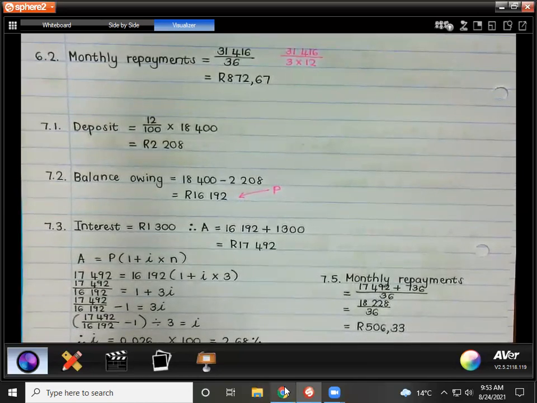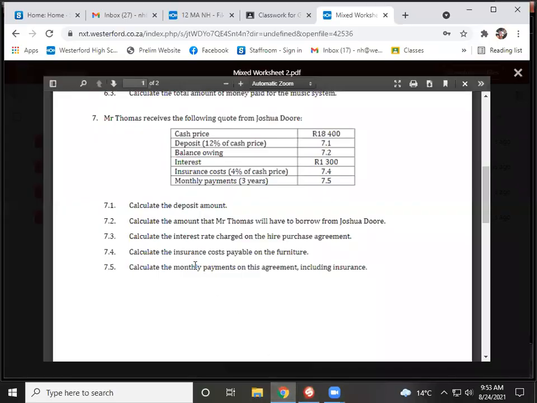Now, 7.3 was the difficult one because they said interest is 1,300 Rand. Normally, we tell you what the interest rate is. We'll tell you interest rate is whatever percent per annum. Now they're telling you the amount of interest that was charged here. And the question 7.3, calculate the interest rate charged on the hire purchase agreement. Now, guys, if you want to calculate the interest rate, the I value, quickly go back in your notes.